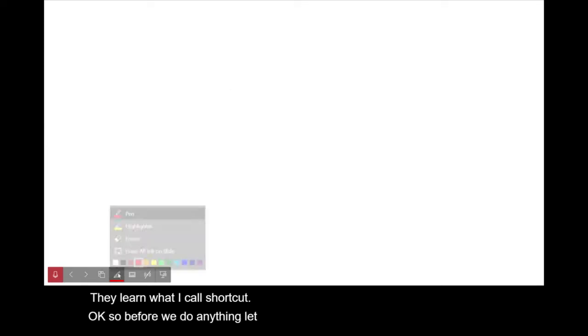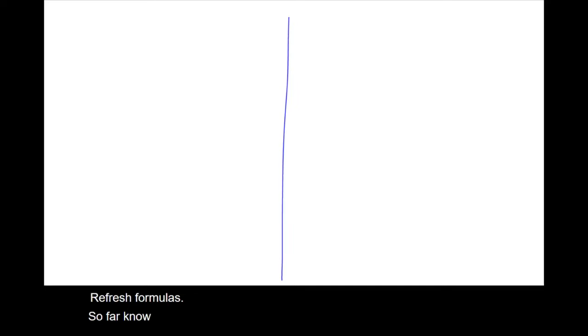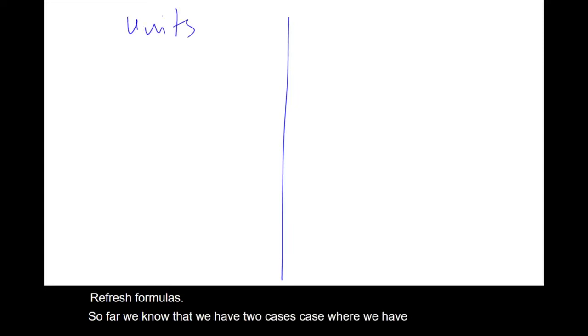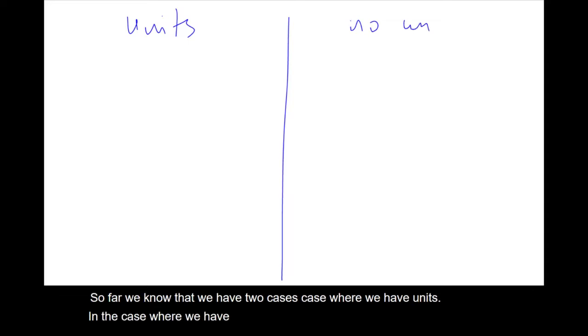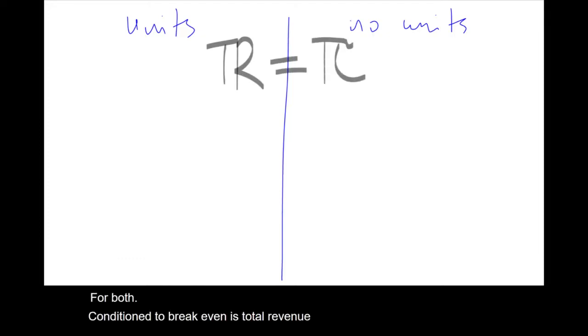Okay, so before we do anything, let me refresh formulas. So far we know that we have two cases. Case where we have units, and case where we have no units, right? So for both, condition to break even is total revenue equals total cost. It works for both.